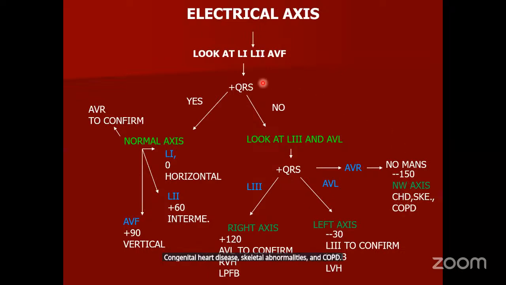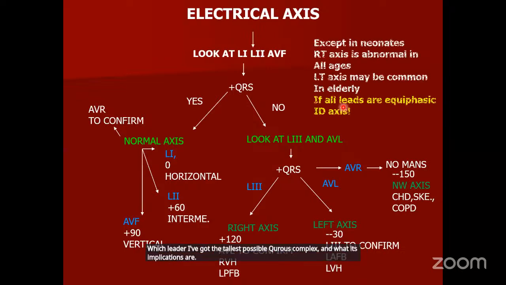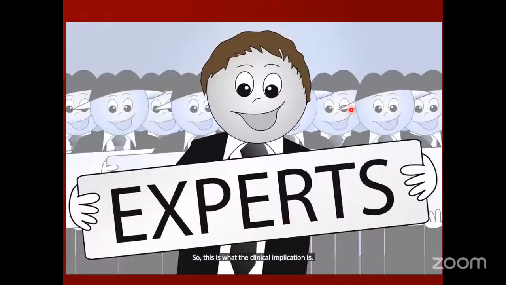So this is how you can look at the individual leads and determine the axis, within a minute actually. Within a minute, what you have to see is just 6 leads: which lead has got the tallest positive QRS complex and what its implications are. Except in neonates, right axis is abnormal, and left axis may be common in the elderly. So this is the clinical implication. I hope you are all experts today in the understanding of electrical axis.